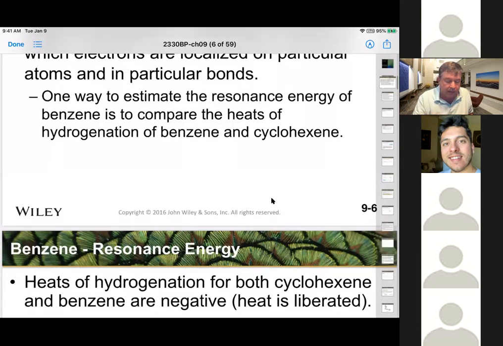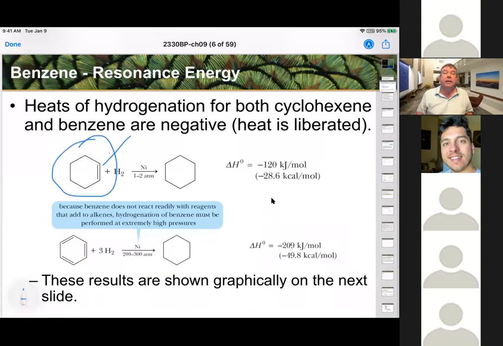So if we do that and we just have a regular cyclohexane here with one double bond in it, and we add one equivalent of hydrogen across that double bond, it releases 120 kilojoules per mole of heat. Okay, so it goes from being something with stored energy to releasing that energy and being in its most stable form. Okay, so in theory, if we had three double bonds here, one, two, three, each of these double bonds should be equal, and therefore it should be 120 for one of them, 120 for another one, and 120 for another one. But when we measure it, that's not what we get.